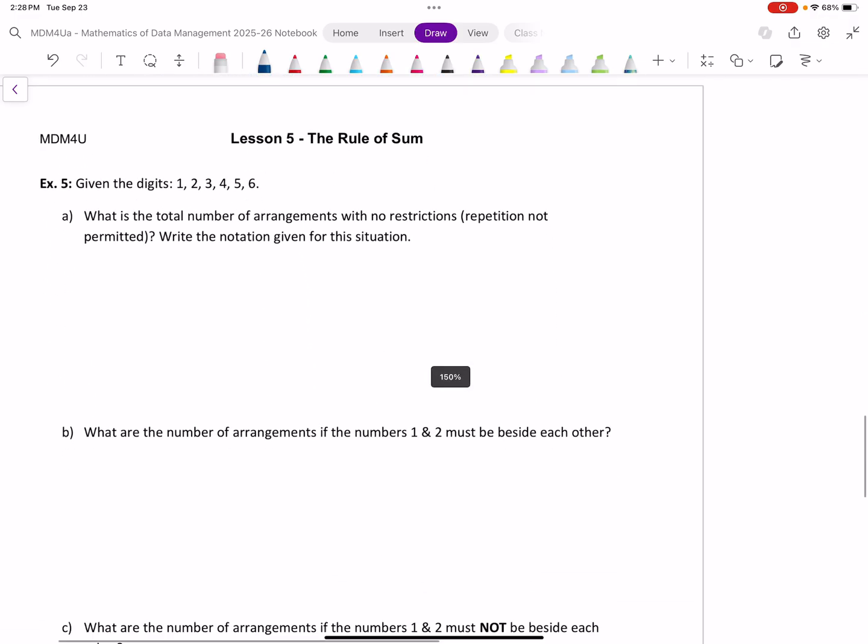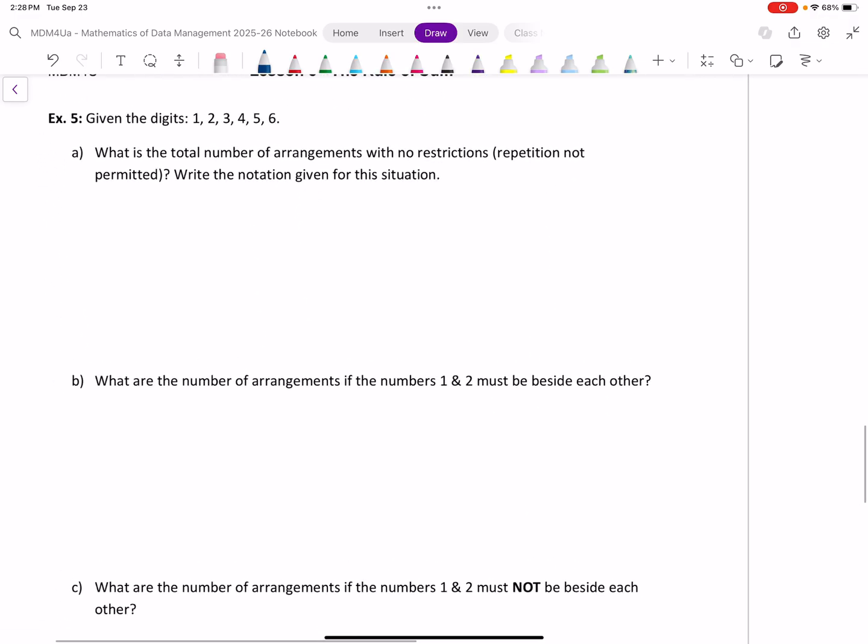The last one here, we'll read through it, but it's going to kind of set you up for the part C, really. And so we're going to take our time to go through the first 2, which are really just review before we get to something new in the third part here, part C. So it says, let's say we have the digits 1 through 6. So we've got 6 total items. What's the total number of arrangements with no restrictions, assuming repetition is not permitted? And we'll write the notation for the situation, and you'll see why I want to do that in a second.